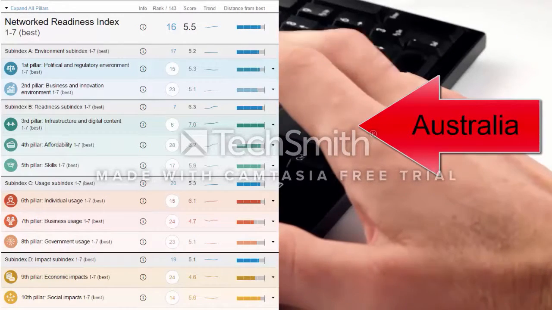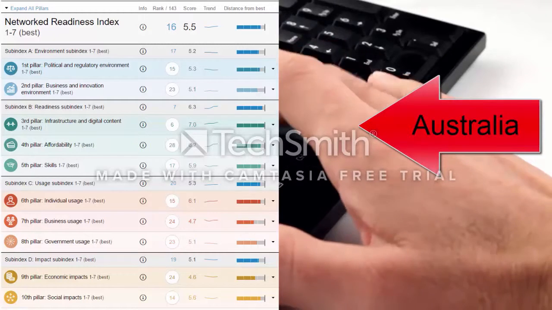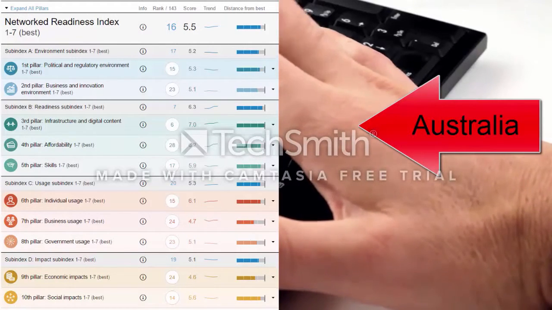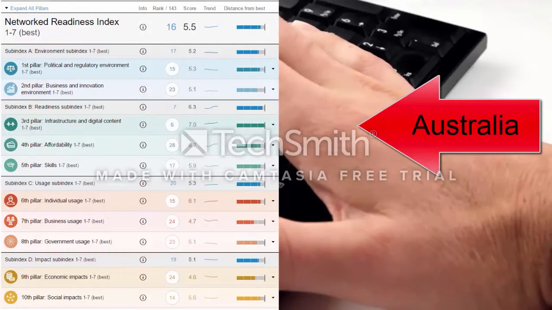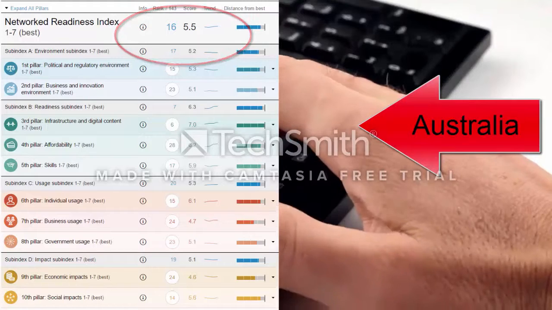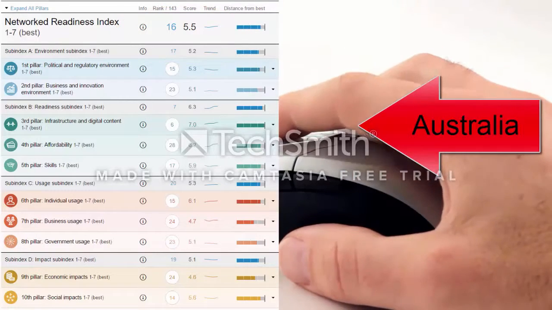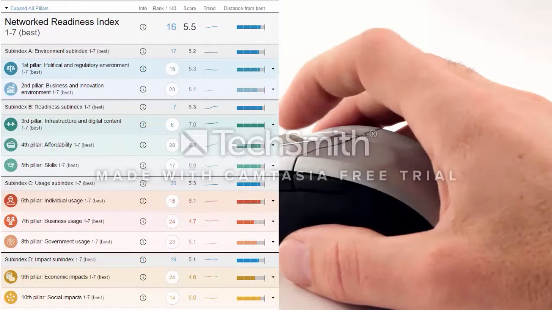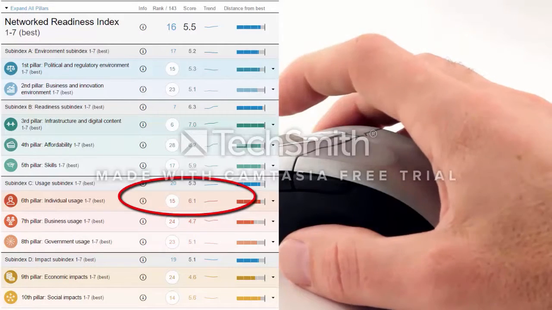This report looks at everything from the political factors to individual factors such as mobile usage, internet usage, and social media usage that affects overall network readiness. Australia ranks number 16 in the world in the 2015 report with an overall score of 5.5. From the data, we can see that Australia has made the most significant gains year over year in the individual usage composite of the index.